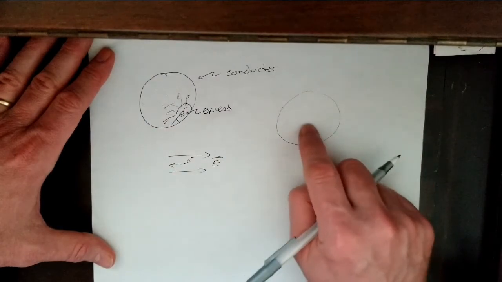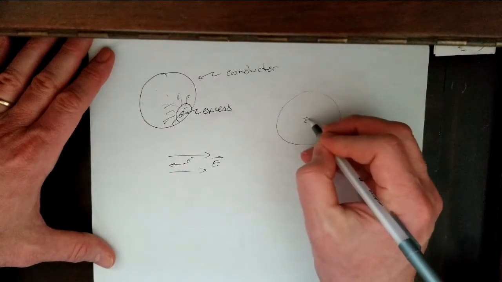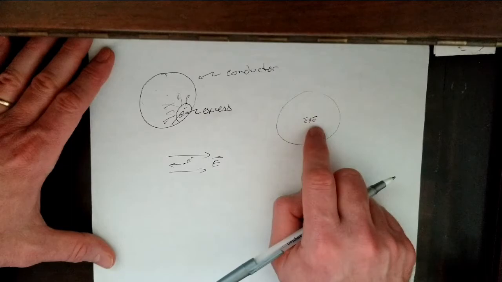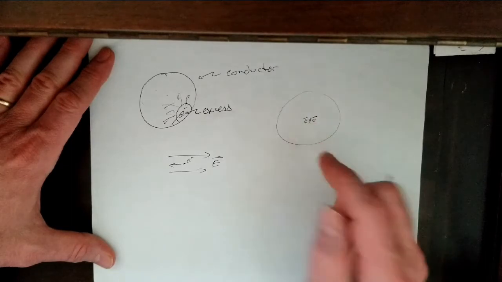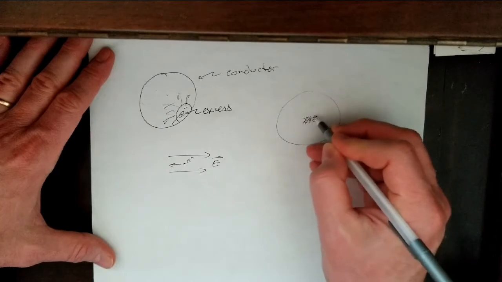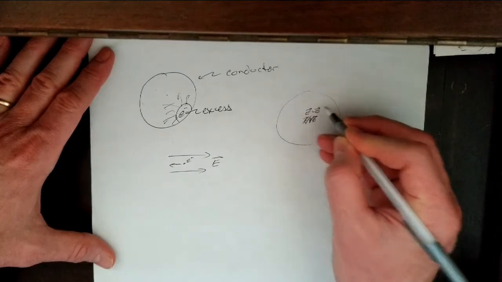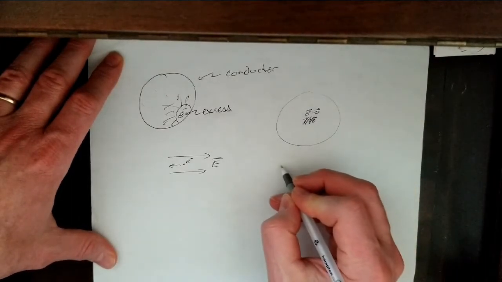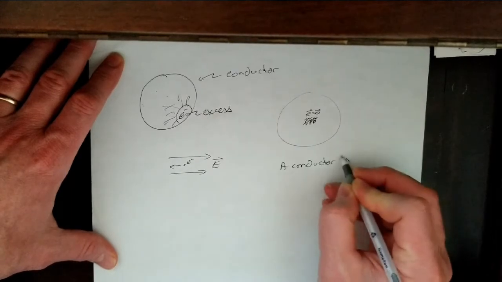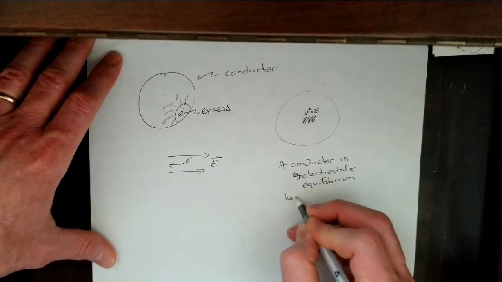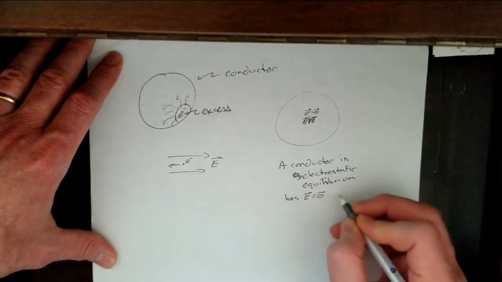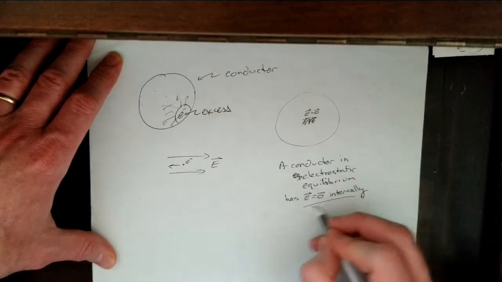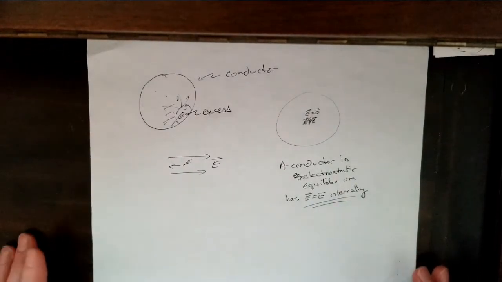As long as there is an electric field in the middle, so if the electric field in the middle is not 0, that means the electrons are still being pushed or pulled. And so they're going to keep spreading out, and eventually the electric field in the middle is 0. And so we can now make the claim that a conductor in electrostatic equilibrium has the electric field equal to 0 internally. This becomes a nice little thing to take advantage of.